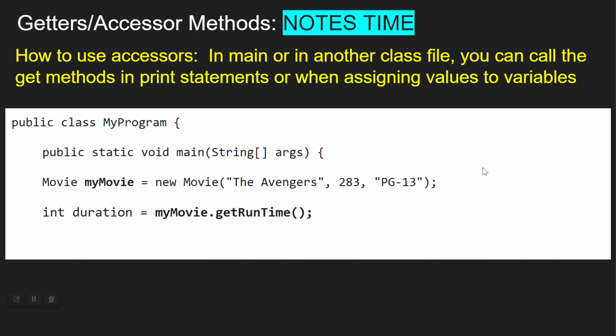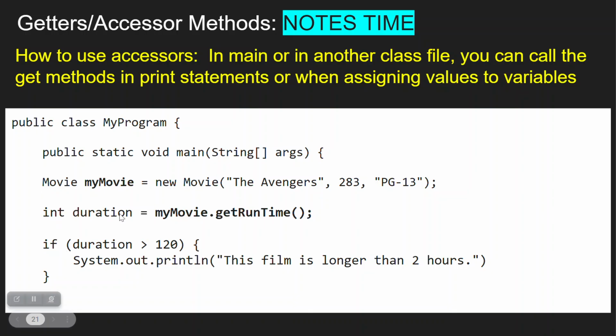Now, you could also do something like this. You can create a movie object and then say int duration equals, and then set it equal to myMovie.getRuntime. What this does is return 283. And it's just the same thing as writing int duration equals 283. But of course, you can call the get method for many different movie objects, and it gives you more flexibility.